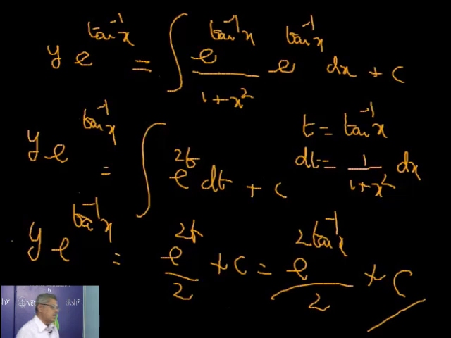So this is the solution of the given differential equation. e power t whole square is e power 2t, so you can also write this as e power tan inverse x whole square. Both are the same, so we can write it like that. So ultimately, we get a solution like this.